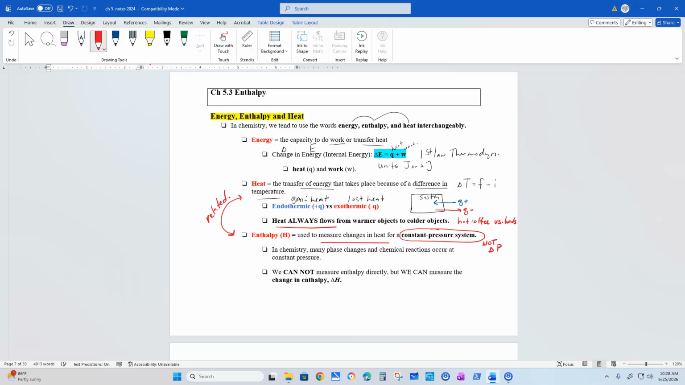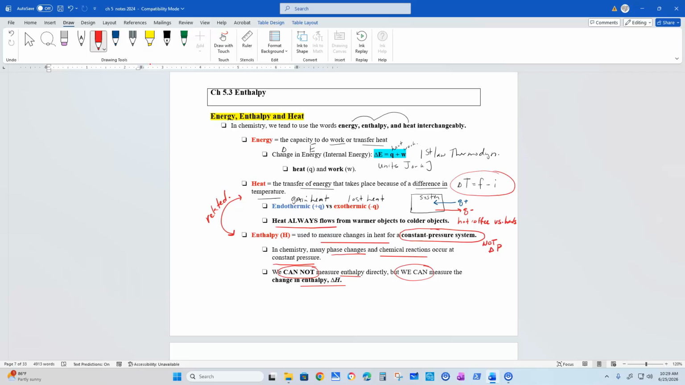So in many chemical reactions, whether you have a physical change, like phase changes, or a chemical reaction, most of the time, if you notice when we do labs, we don't change pressure. Pressure is constant. Whatever the pressure is in the room, that's just what the pressure is. Here's the but part: we can't measure enthalpy directly, but we can measure how it changes. And that's how it's related to heat, because we look at how temperature changed.